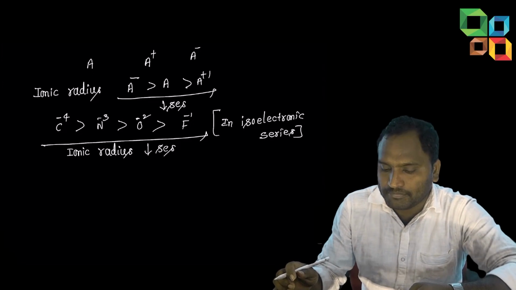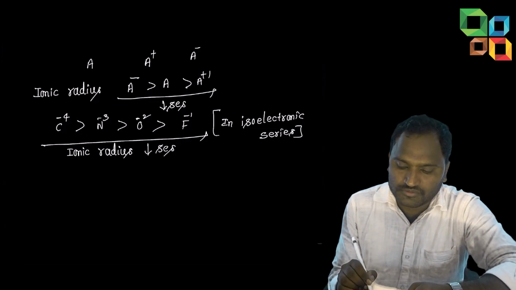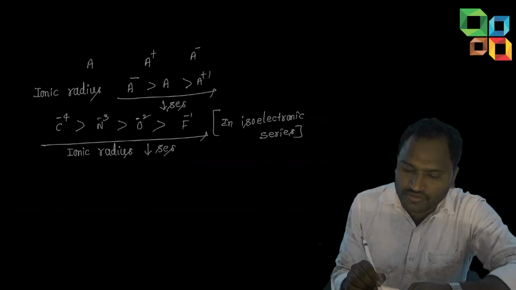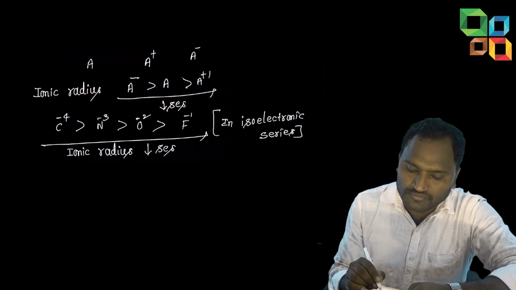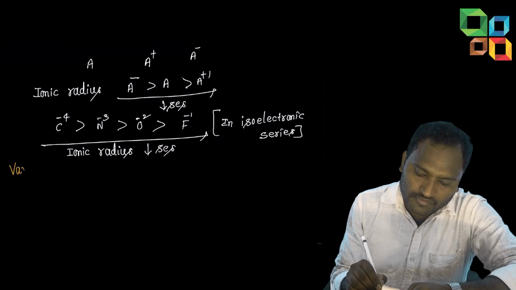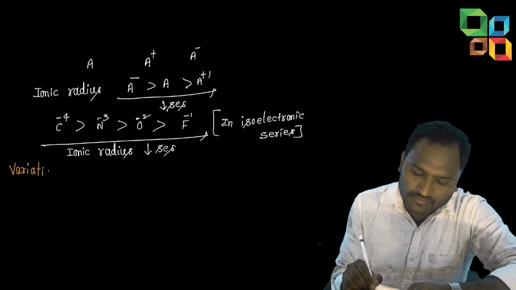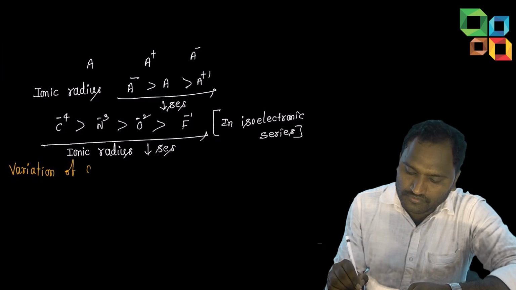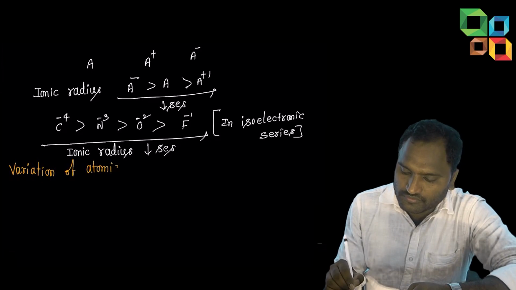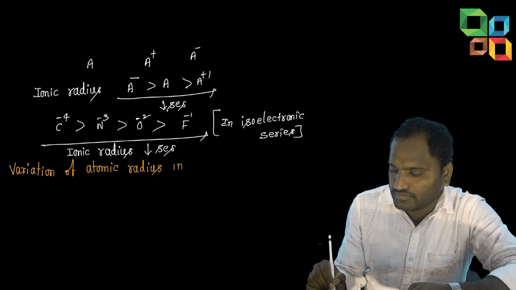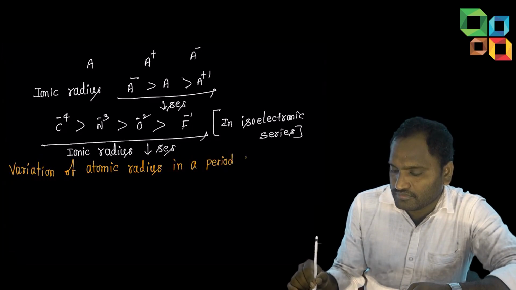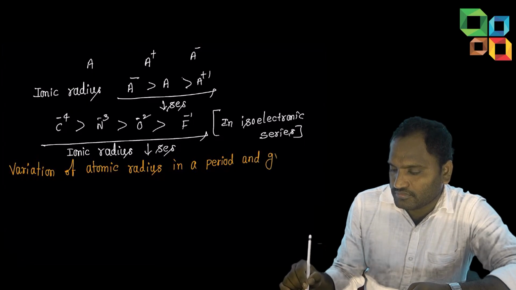Next is the heading, in a group. Here also we'll select one group: lithium, sodium, potassium, rubidium, cesium and francium, with atomic numbers 3, 11, 19, 37, like that we'll get.